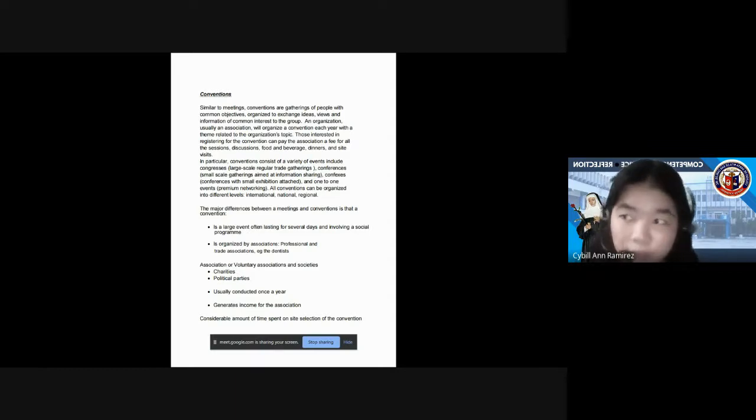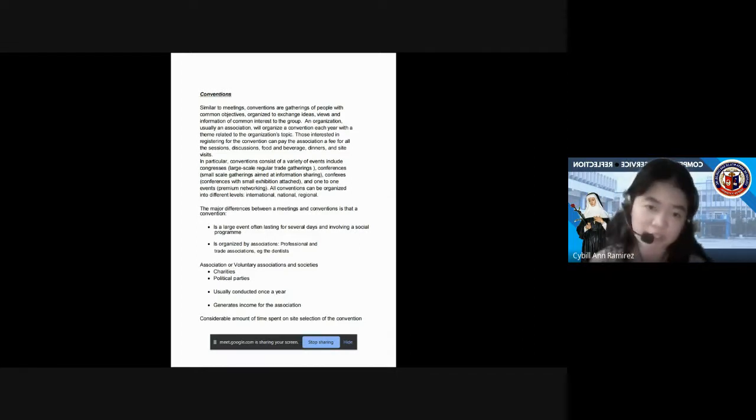And then there is an actual program that is followed, unlike a meeting where there is just an agenda for the day, and sometimes you can discuss that within 2 to 3 hours or sometimes 5 hours, but conventions take 1 week. The activity is different on day 1, day 2, day 3, day 4. Okay? So it's organized by associations.